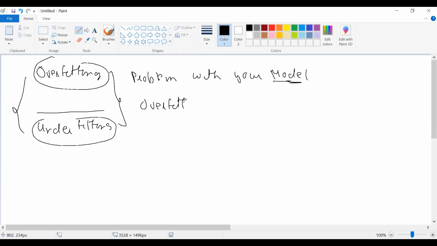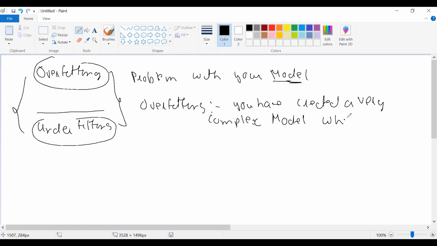Now what is overfitting? Overfitting is you have created a very complex model which gives very good results, or you can say it gives very high accuracy or whatever, very good results or performance on trained data.